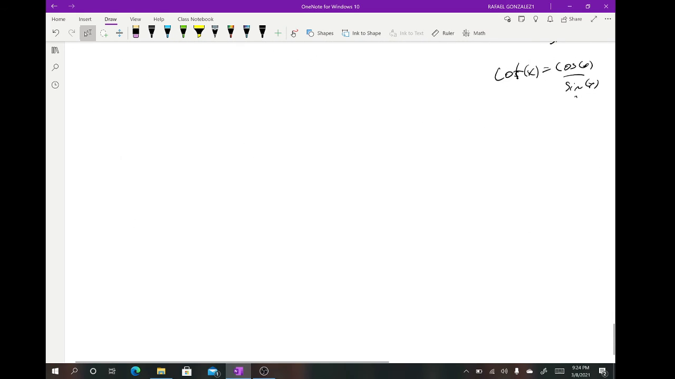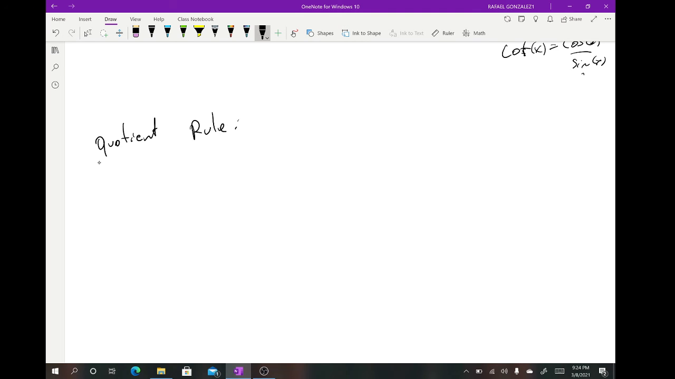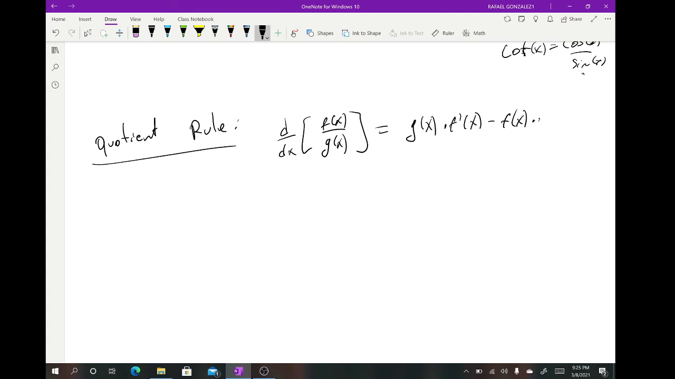I mentioned before that I was going to give you a way of remembering the quotient rule. So let me rewrite the quotient rule once more. This is the way that I remember it. Okay, so if we have the quotient, we're taking the derivative of the quotient f of x over g of x. I remember it like this. We know that that is g of x times f prime of x minus f of x times g prime of x divided by g of x squared.